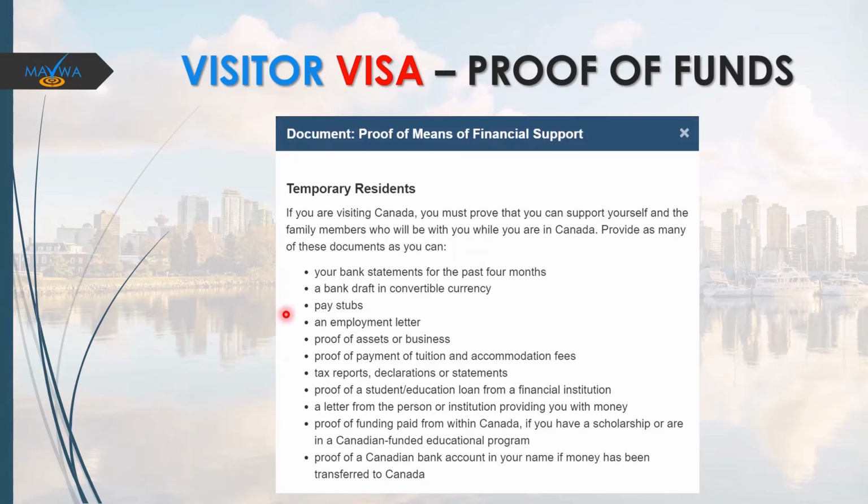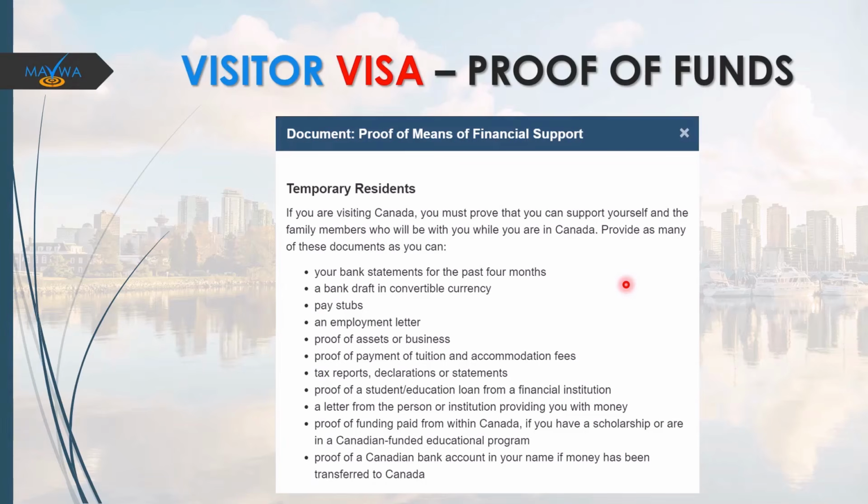So this is a list of all documents accepted for the proof of funds. Some apply specifically to students, like proof of student education loan from a financial institution, or the proof of funding paid from within Canada if you have a scholarship. But mainly what you need to prove is your bank statement for the past 4 months. So let's say, for example, that you're applying in June. In this case, you need to submit your bank statement for the month of May, of April, of March, and of February prior to your application. At least 4 months. This is key here. That's why I'm repeating myself.